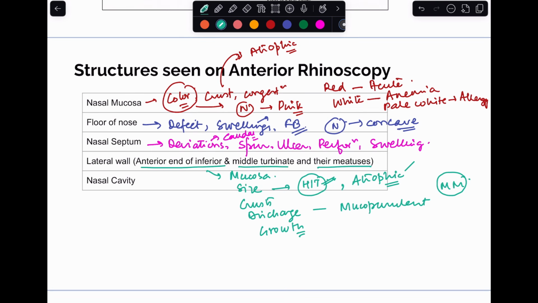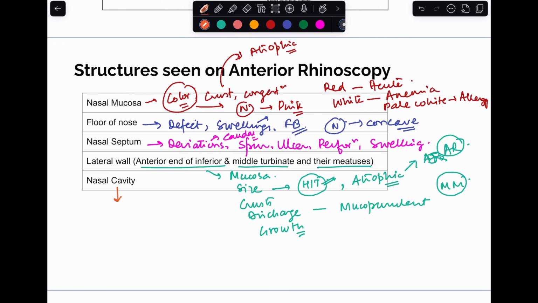And if you see atrophic turbinates, that will point towards atrophic rhinitis. So these are some things that you should be remembering when we are looking at the lateral wall of the nose. Last of all, we are looking at the nasal cavity.